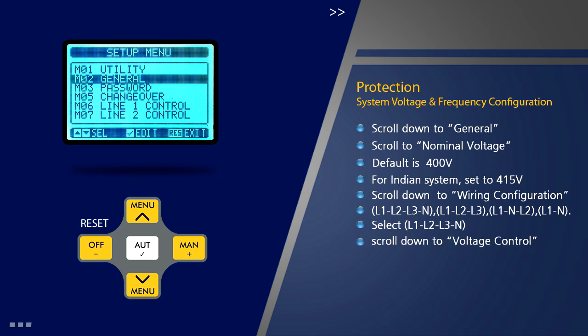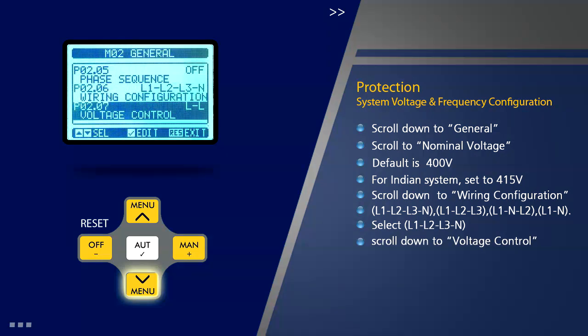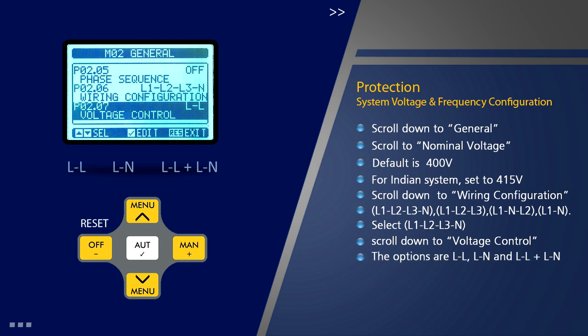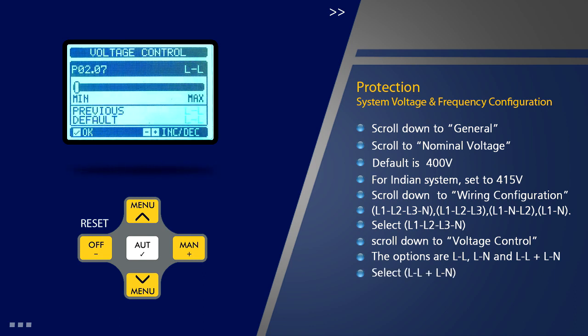Now scroll down to the option 7, which is voltage control. The options available are LL, LN, and LL plus LN. Select required configuration depending on site condition. For example, LL plus LN.